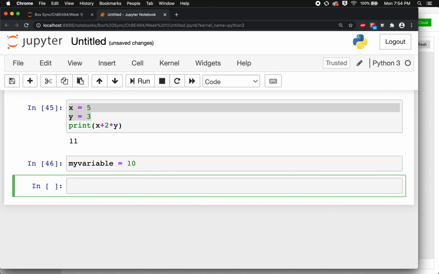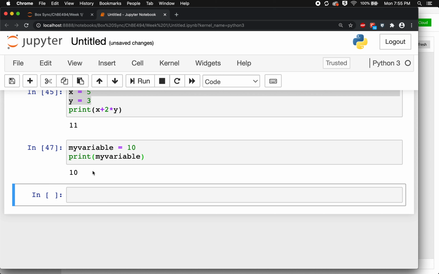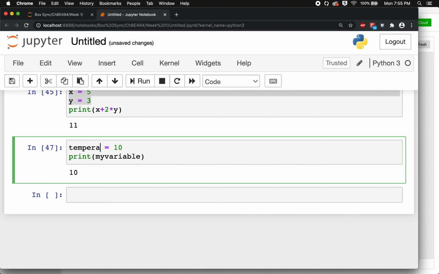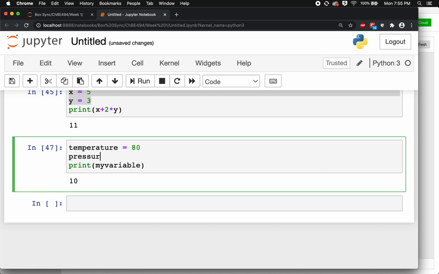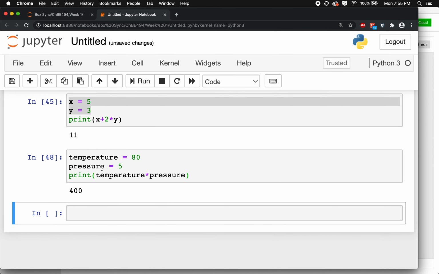I can, again, hit the command, and then maybe I can print my variable, and it's going to give me the value 10. So this is really good in your code, like you might have temperature is equal to, maybe 80 degrees, and then pressure is equal to 5. And then maybe we're multiplying temperature by pressure, and then we're going to get the answer 400. So variables are really good to use.